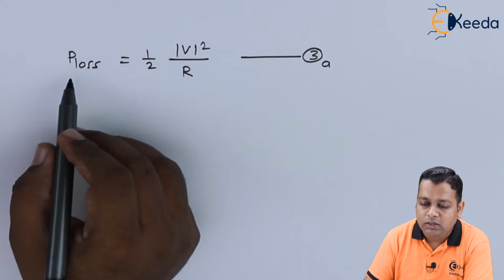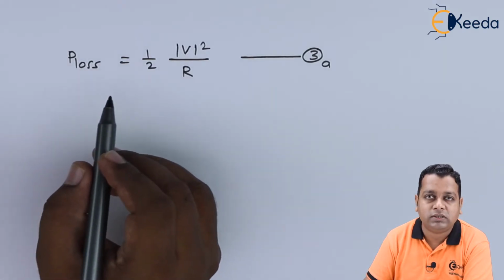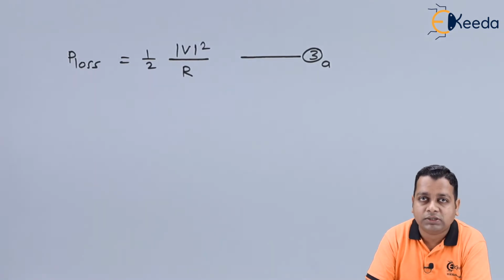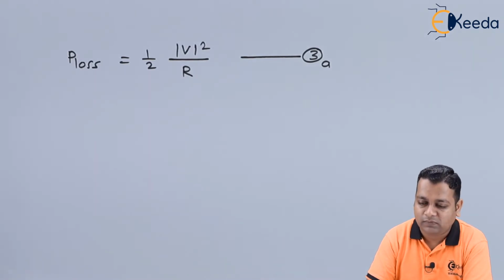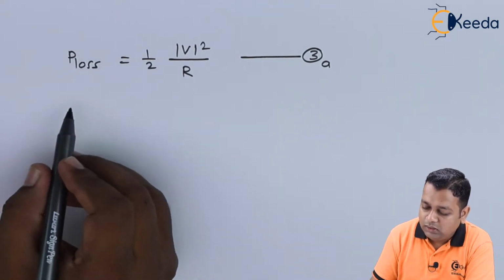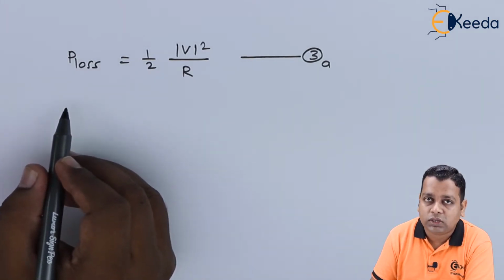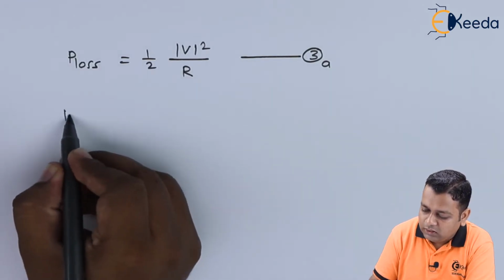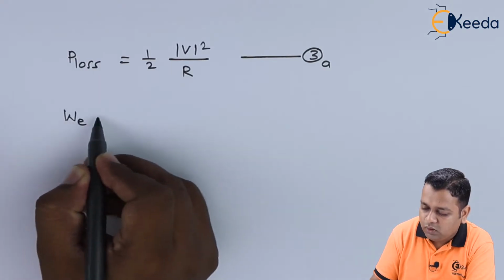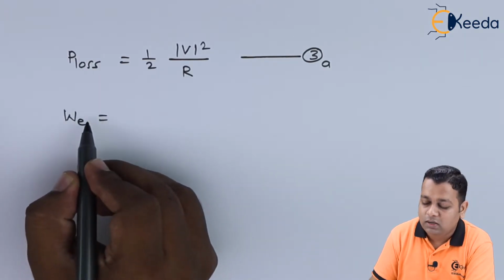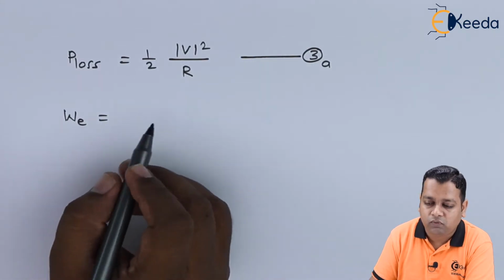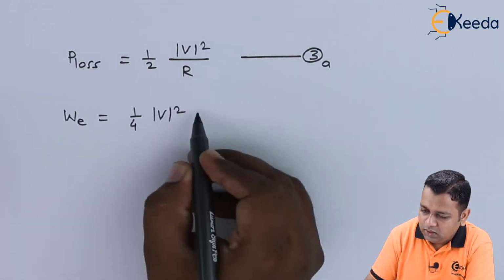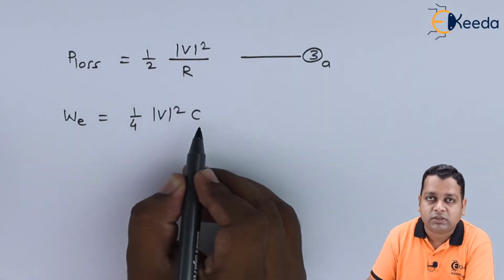Next to the power dissipation due to the resistor component R, let us account for the other two components in the parallel connection, the inductor and the capacitor. As we know, the capacitor stores electric energy. So the average amount of electric energy stored in the capacitor is represented by W suffix E and given in the form of 1 by 4 times mod V squared multiplied by the capacitance value C.